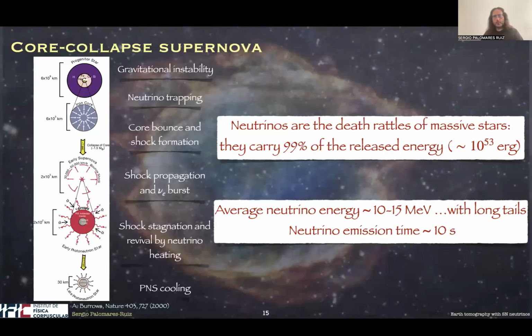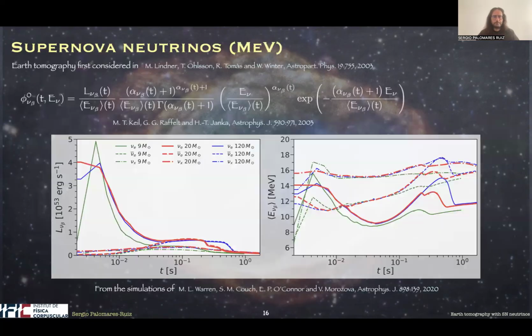So let me concentrate on supernova neutrinos, which are produced after massive stars die, and they carry 99% of the released energy, about 10^53 ergs. The average neutrino energies are in the 10 to 15 MeV range or so, but with very long tails, and these are very important. And also the neutrino emission time is of the order of 10 seconds, which allows us to reduce the background, basically, to consider background-free measurements.